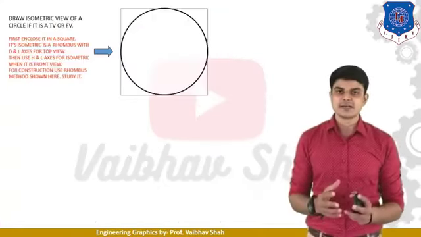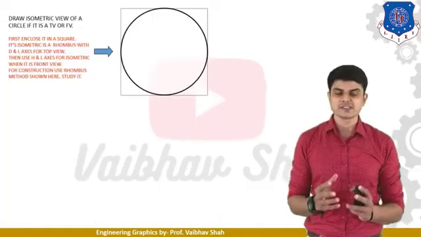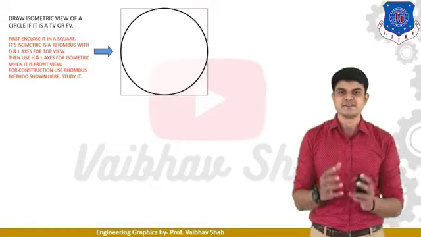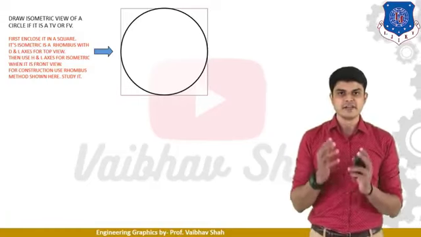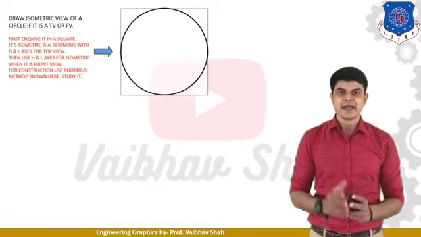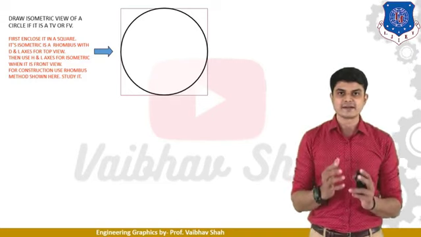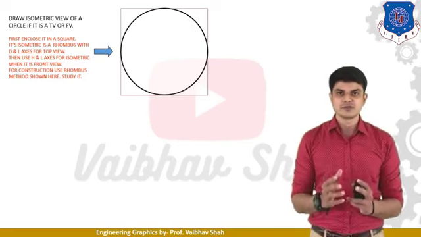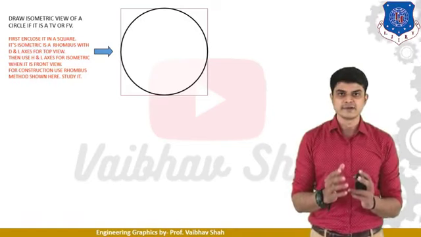So now let us draw the circle by this method. But it is not practically possible to draw the circle by the method which we used in our previous examples. So for a circle, we need to use a special kind of method. It is known as the four-centered method.